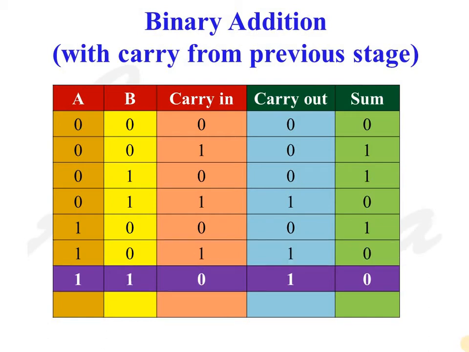When A is equal to 1, B is equal to 1 and carry in is equal to 0. Sum is equal to A plus B plus carry in, that is equal to 1 plus 1 plus 0. So result of the operation is equal to 1, 0. So sum bit is equal to 0 with an overflow, carry out is equal to 1.